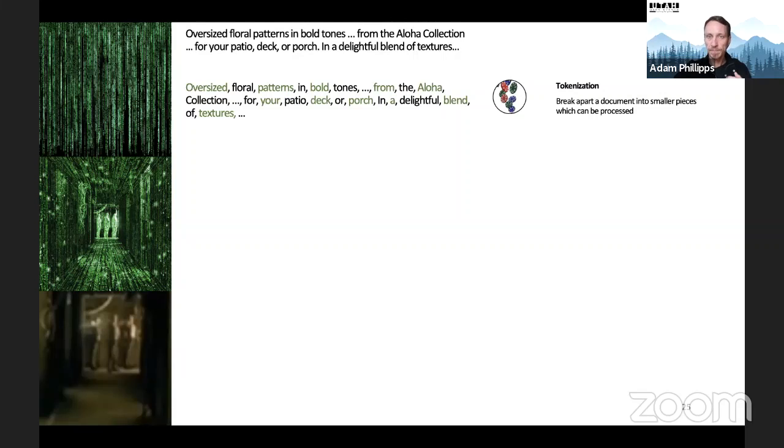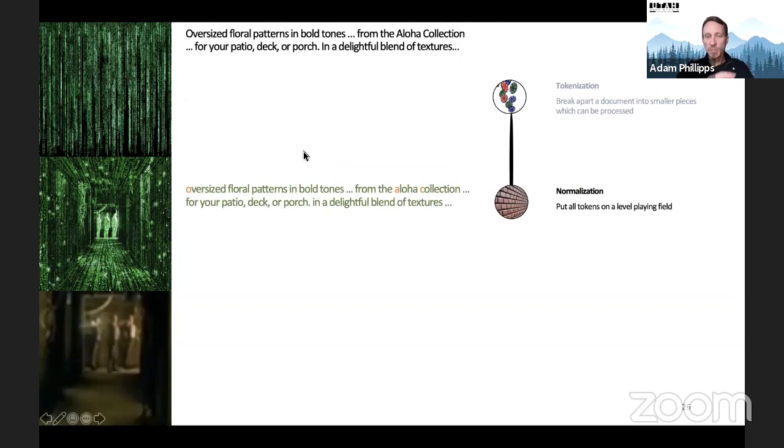So one thing that we have to do is to tokenize all of our data. So we take all of our descriptions, like this oversized floral patterns in bold tones is a description of something. And then we have to break it down into little pieces that we can process, little atomic type of pieces. So we just split all the words out. Now we have a list of words. We've tokenized our document. Cool. Next thing we need to do is to put these things on an even playing field.